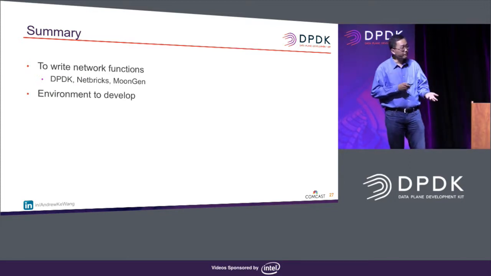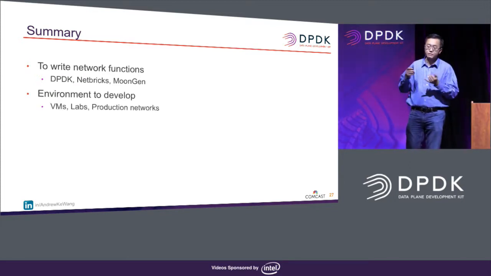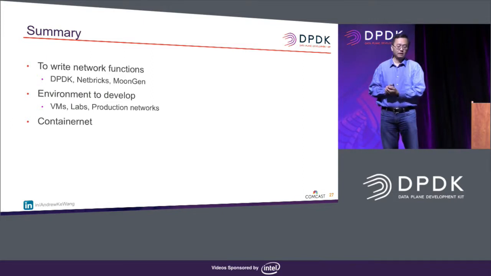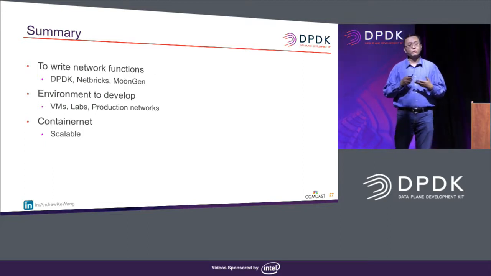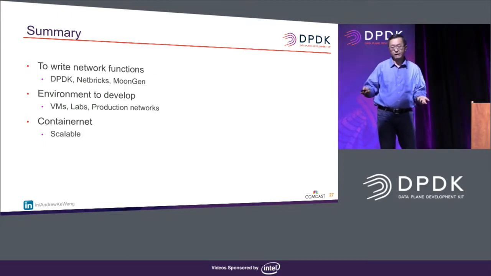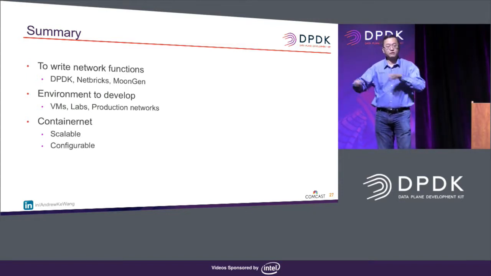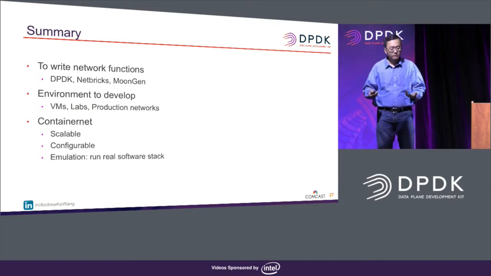And as we were looking for an environment where it could develop, we looked at VMs, labs, and production networks. None of them was truly suitable for us, but we were able to find Containernet, which was scalable. Actually, Mininet claims that they were able to create 4,000 hosts on a laptop. So that's a claim. It's scalable, configurable, we can configure each host individually, independently, and actually run a real software stack.